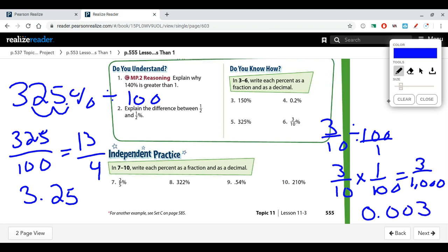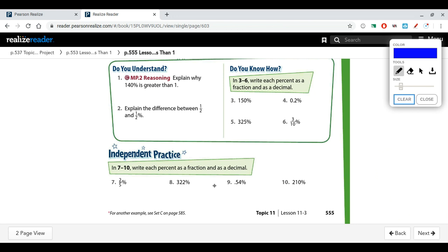So for your independent practice, you are going to go ahead and do 7 through 10. And then on your math practice and problem solving, you're going to do 11 through 17. So you're going to do all of that on your practice today.